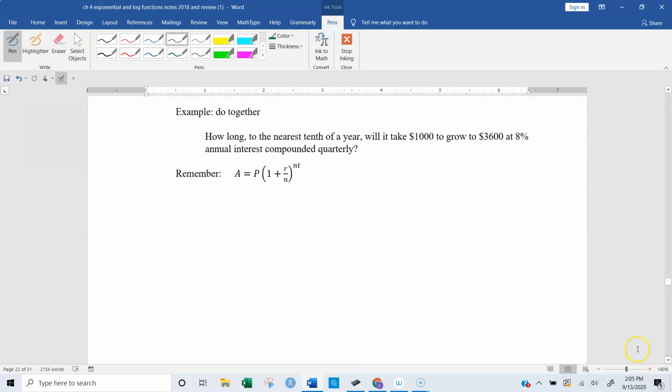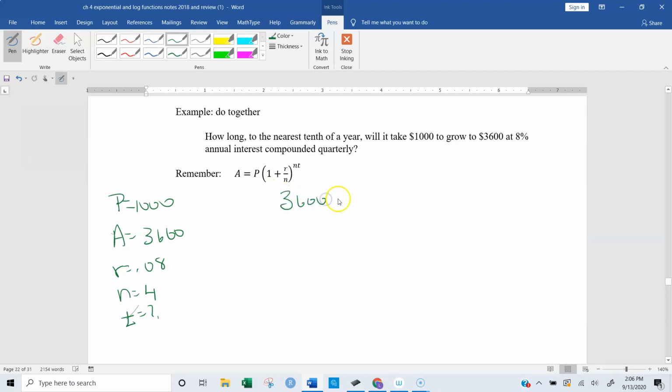All right, let's go to some money now, because everybody likes to learn how to make money. How long to the nearest tenth of a year will it take $1,000 to grow to $3,600 at 8% annual interest compounded quarterly? So I know my principal is $1,000. To grow to means I want to get to, so that's my A, 3,600 at 8%, so I know my R is 0.08. Quarterly, so N equals 4. So I'm trying to find T. We do not know what that equals. So let's go in here and see if we can figure this out.